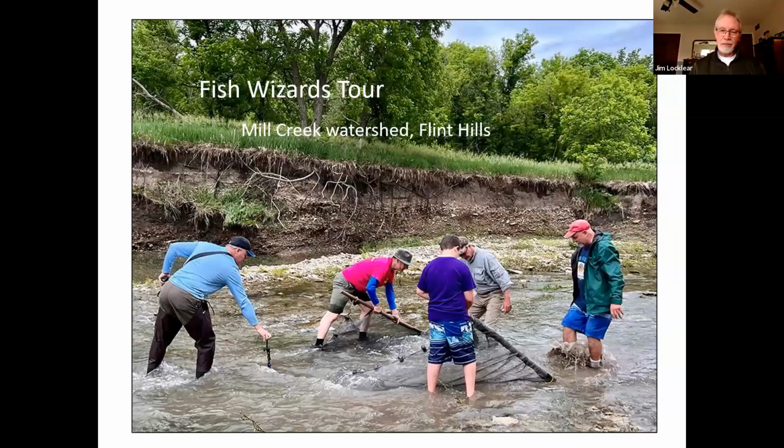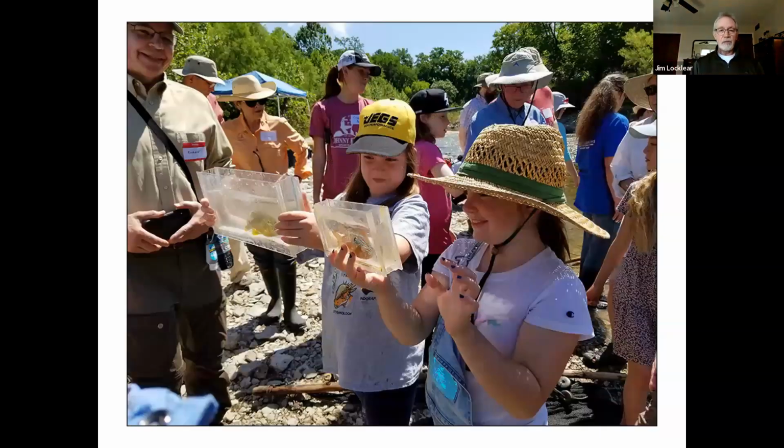There's an event I've been to. It's called the Fish Wizards Tour, and it's in the Flint Hills. It's set on a stream in the Mill Creek watershed, and it's organized by some local folks and brings in stream biologists and fisheries experts that will seine spots in the river and then bring up these fishes for people to see and learn about, and helps them appreciate both the beauty of these fishes and the value of this aquatic habitat. So you can see the young ladies holding those green sunfish there. So a wonderful experience and surprising amount of biological diversity associated with these streams.